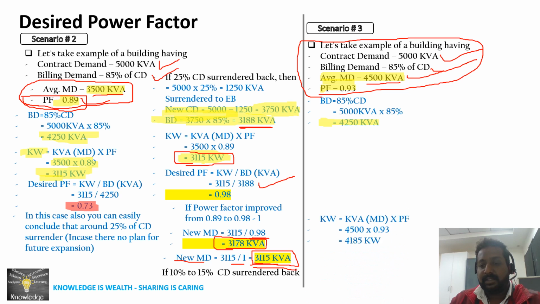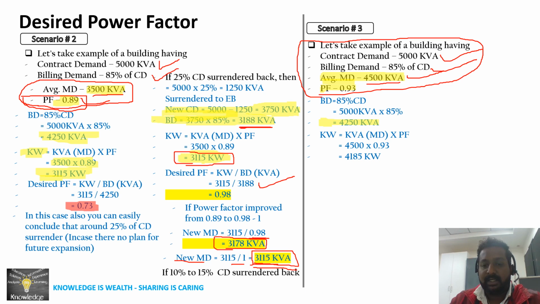Before that, let's calculate the kilowatt. Kilowatt is equal to kVA into power factor. So our maximum demand is 4500 kVA operating at 0.93 power factor. So our building load in kilowatt is 4185 kilowatt, that is 4.2 megawatt almost.